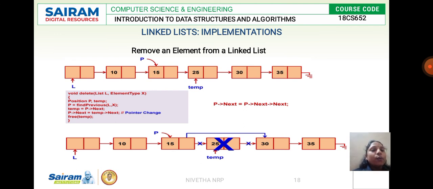Now the link has been disconnected from 15 to 25 and 25 to 30, and you have created a new link from 15 to 30, and the element is stored in temp. Now you free that memory. You free the memory of temp, which is holding the element. This is what deletion, or removing an element from a linked list, is.